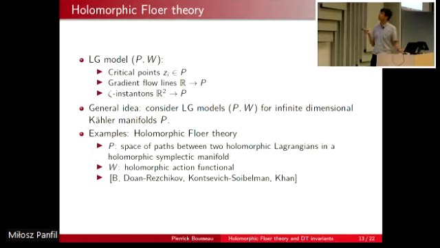So holomorphic Floer theory is another example of this general idea, where P will be some infinite dimensional Kähler manifold obtained as the space of paths between two holomorphic Lagrangians inside a holomorphic symplectic manifold. And W will be a holomorphic action functional on this space. So usual Floer theory is about a C-infinity symplectic manifold, and it's about doing usual Morse theory on the infinite dimensional space of paths between two Lagrangians and looking at the real Morse function given by the real action functional. And here everything is complexified, everything is holomorphic.